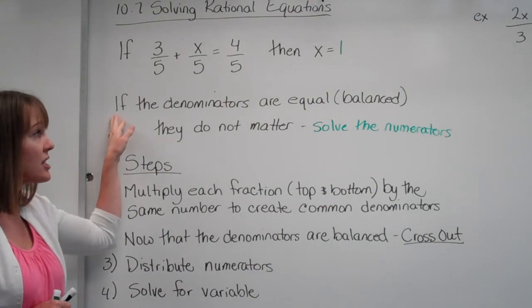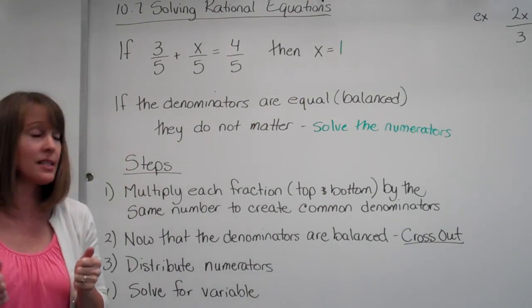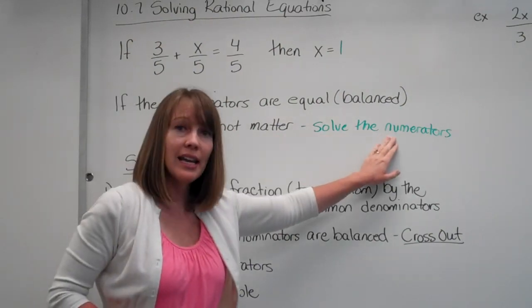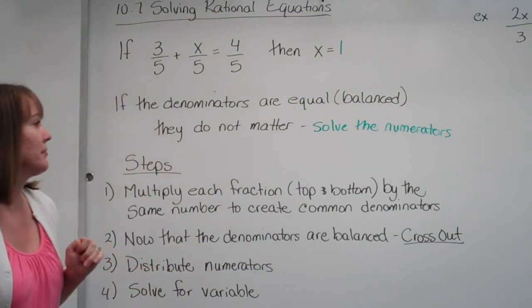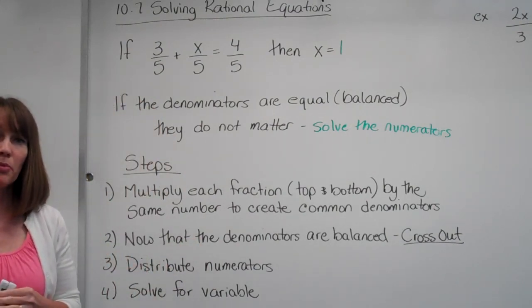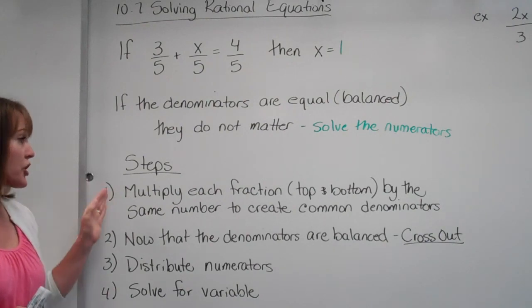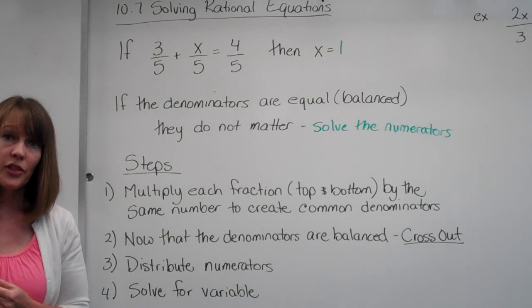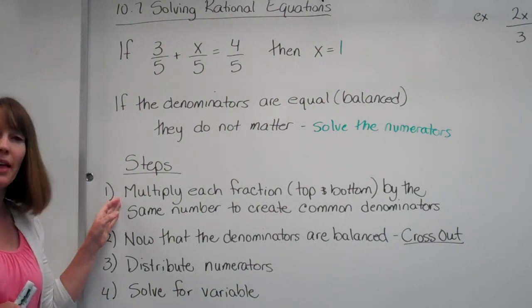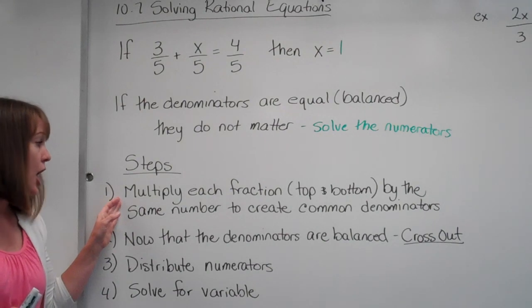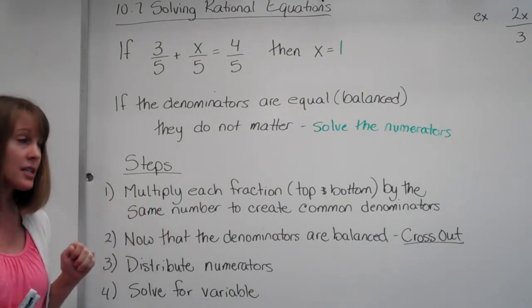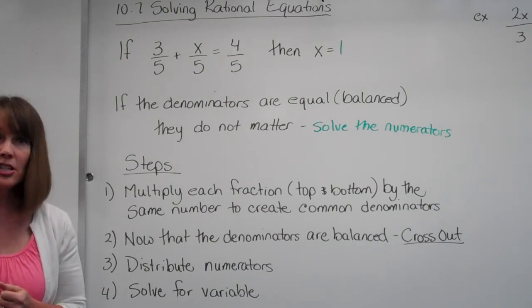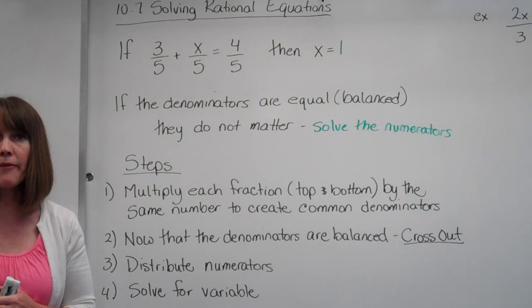So we notice that if the denominators are equal, if they're balanced, then the denominators don't matter. All we have to do is solve the numerators. All right, you already have the steps on your paper. Let's just review them. So first, we need to get the denominators the same. We need to balance the denominators so that we can solve the numerators. So that means we're going to multiply the top and the bottom of each fraction by what's missing so we can create a common denominator. And that's just like we just did in the quiz you just took, right? Just like adding and subtracting, you've got to get the denominators the same first.